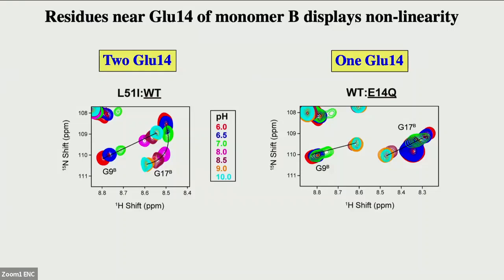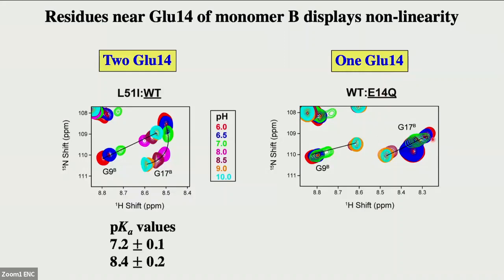But in these experiments, we could see just the single monomer A or single monomer B, and what we observed was this nonlinear trend, which was indicative of a more than two-state model, indicative of two macroscopic pKs. However, when we do the same kind of experiments, same pH titrations, with a heterodimer consisting of only a single glutamate 14 residue, we see a fairly linear behavior, which is indicative of a single pK.